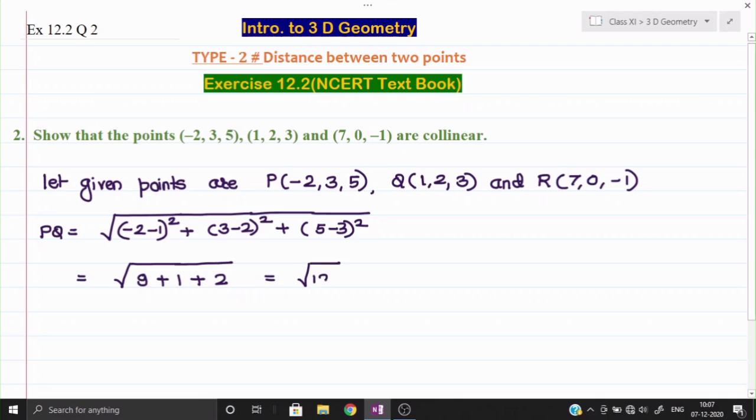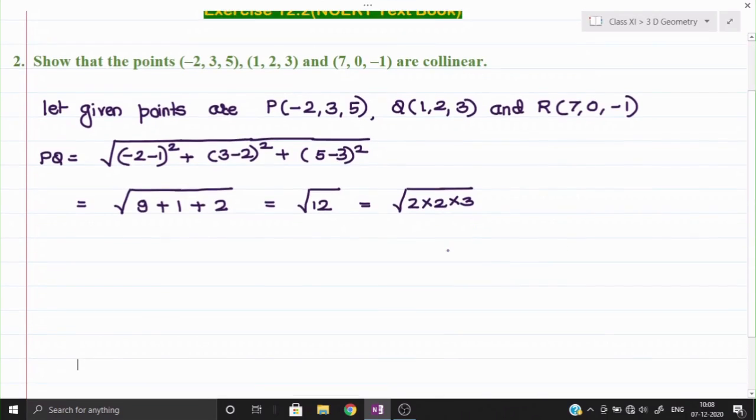Under root of 12 we can write here as 2 into 2 into 3. So one pair of 2 is complete, so that 2 we can take outside. So finally we get the value of PQ. We can say that therefore the value of PQ is equal to 2 under root of 3 units. Now let us find out the value of QR.